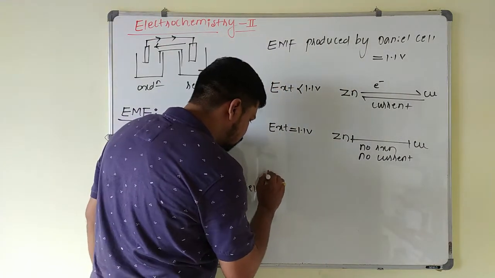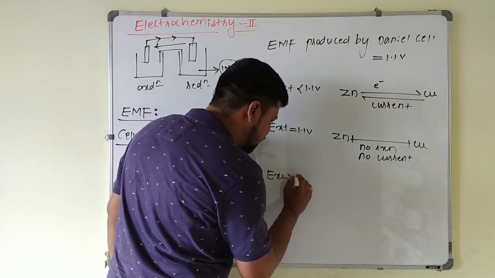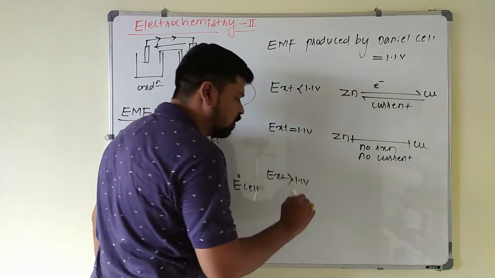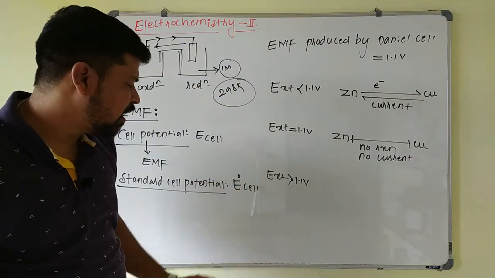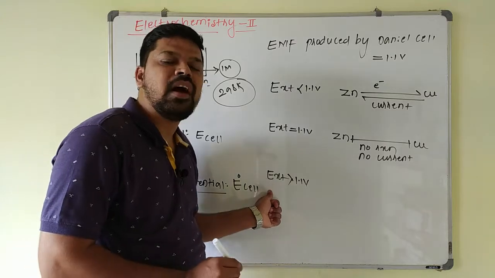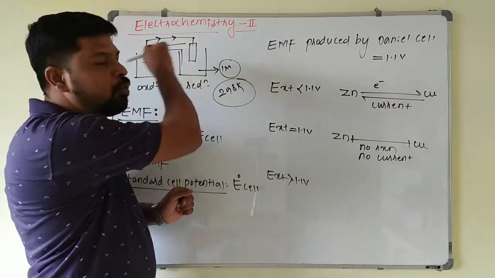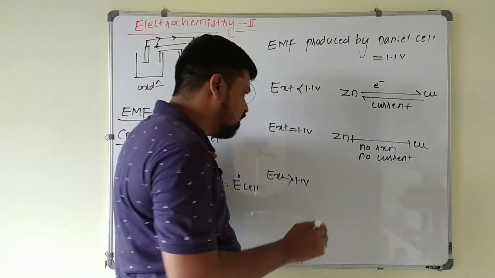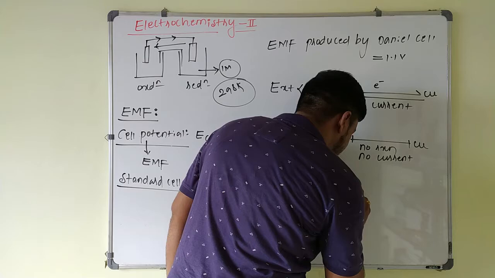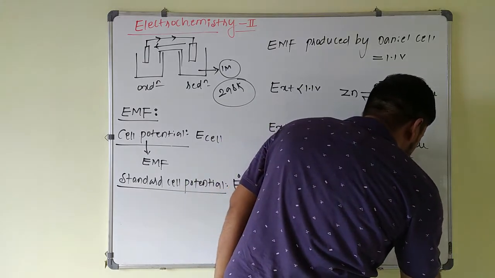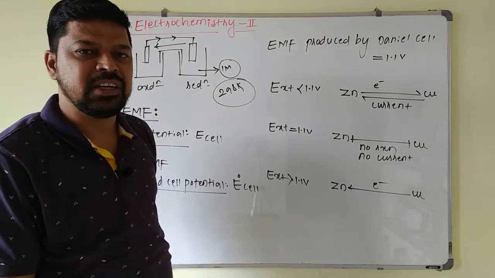Suppose the external applied potential is greater than 1.1 volt. This is very, very important. These observations we have to concentrate on here. Whenever the external applied potential is greater than 1.1 volt, coming in the opposite direction, then the flow of electrons will be reversed here. That is, electrons will flow from copper to zinc. Electrons will be flowing in the opposite direction now.